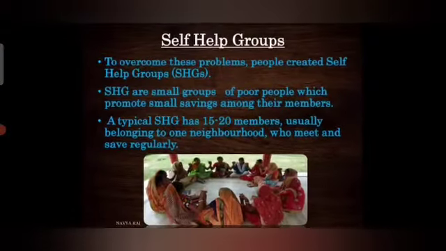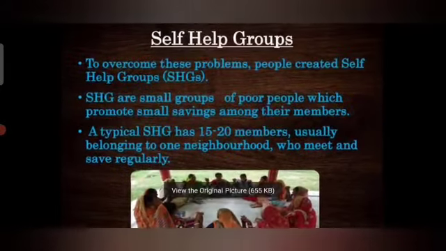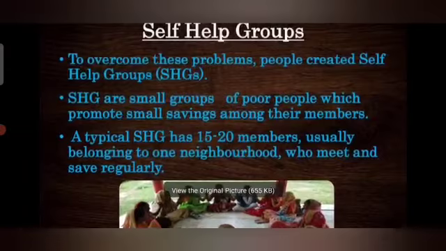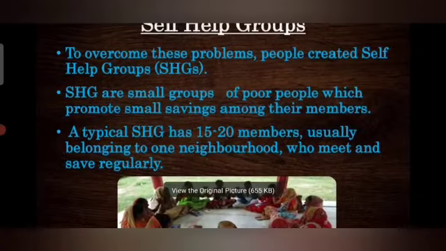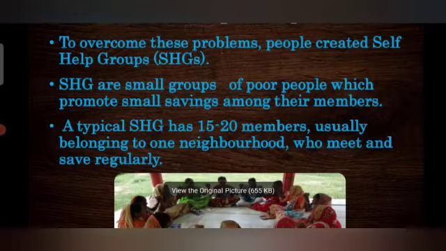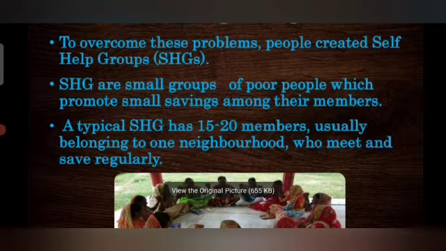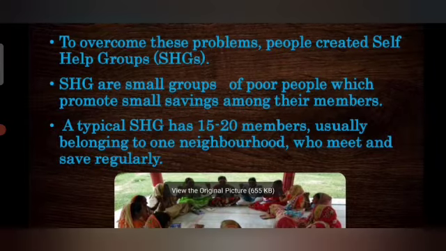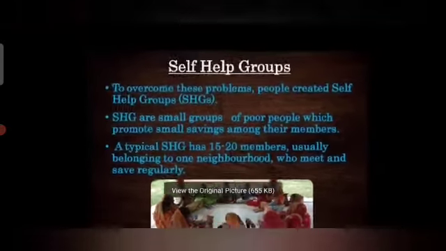To overcome the problems identified previously, people created self-help groups. SHGs are small groups of poor people which promote small savings among their members. A typical SHG has 15 to 20 members, usually belonging to one neighborhood, who meet and save regularly.